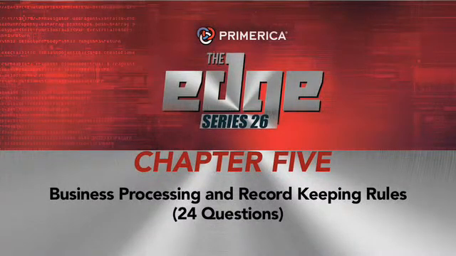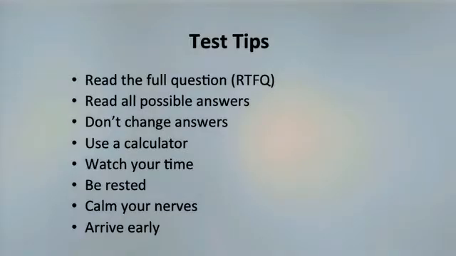That brings us to the end of Chapter 5. 24 questions on the test. Test tips. Read the full question, RTFQ. Folks, it's really important. You got to read these questions very, very carefully. Questions are worded in such a way as to try and confuse you, and you really need to be careful. The way that you can overcome the questions being worded to confuse you is to read the full question. Don't scan it, read every word.